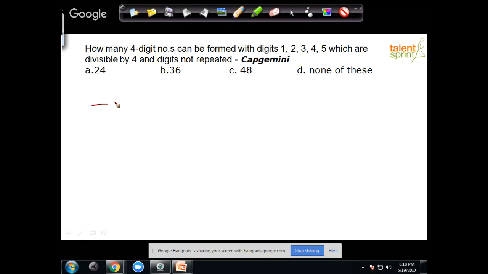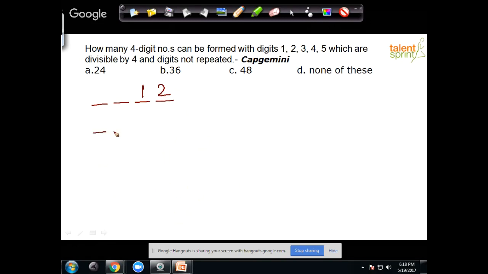See, we have to find a 4-digit number. Now, what are the digits that we have? 1, 2, 3, 4, and 5. And when the last 2 digits are which of the following numbers, will the given number be divisible by 4? Say, if the last 2 digits is 12, then the given number, whatever it be, will be divisible by 4.